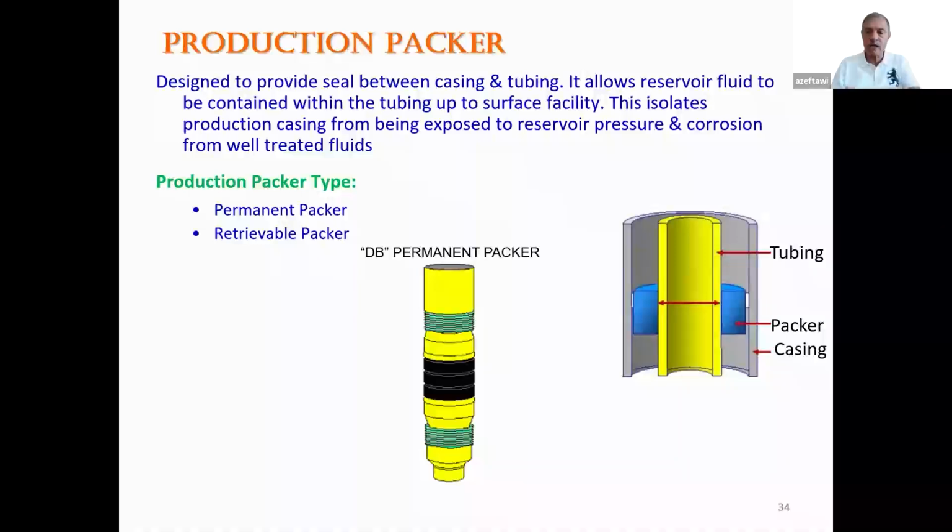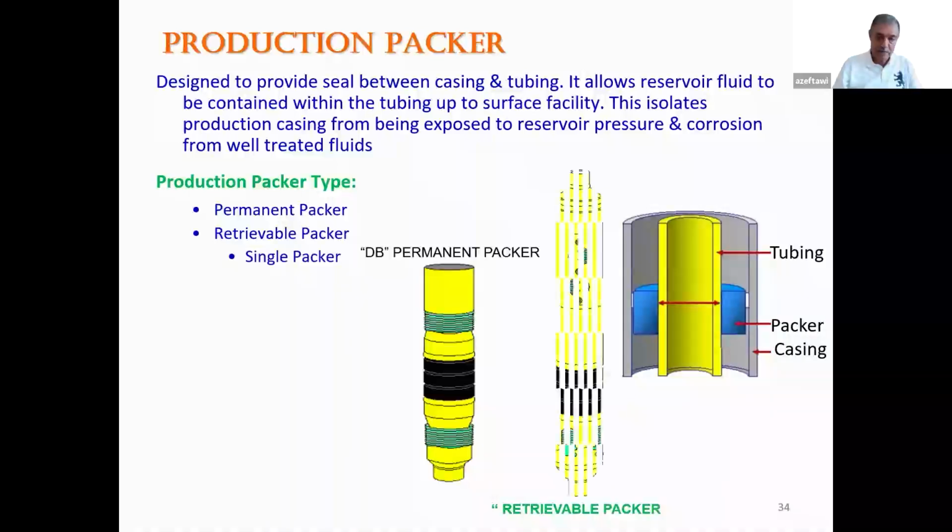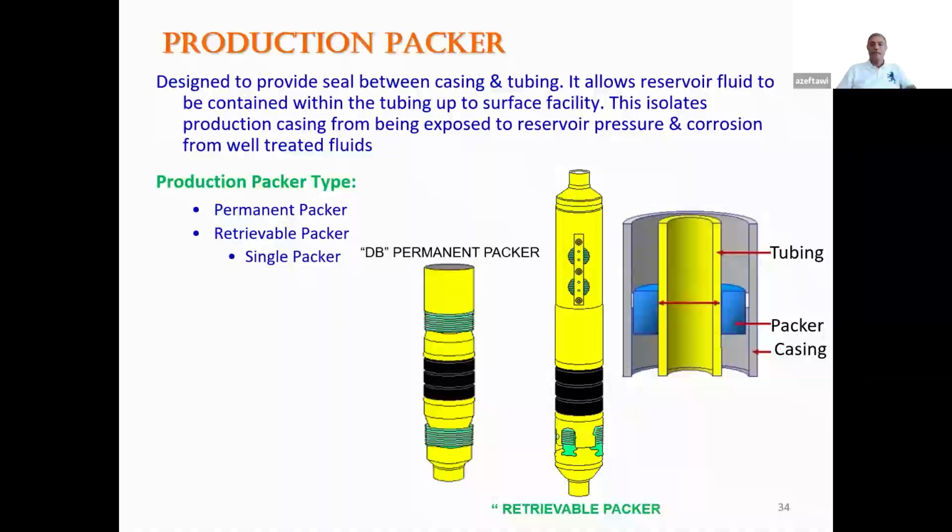This is how it goes regarding the permanent pass. If we are using production retrievable packer, see this one, again, you can run it with production tubing, part of the tubing. You keep running till you reach the depth. Then you put a plug in the tailpipe below it. Apply pressure from above, same concept. Apply pressure till you reach the pressure that shears the pins. Once pins are sheared, slips will bite, the element will inflate, packer is set.